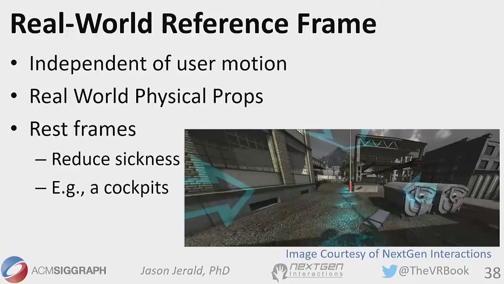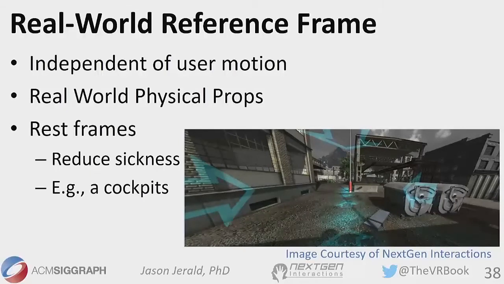Or if you want to track props in the world, so if I wanted to track this thing here, then I could reach out and move it. Or hand controllers, for example. Any of you use the HTC Vive? Even when you don't have them in your hand, you can still see the thing on the floor. So that's in that real-world reference frame.